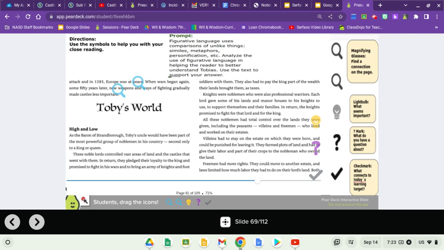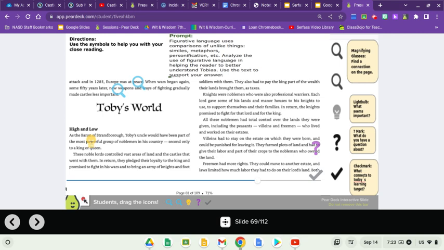Toby's world, high and low. As the Baron of Stramborough, Toby's uncle would have been part of the most powerful group of noblemen in his country, second only to a king or queen. These noble lords controlled vast areas of lands and castles. Well, it does seem important that he's such a powerful person. So nobles were very powerful. I'm going to move my light bulb there.